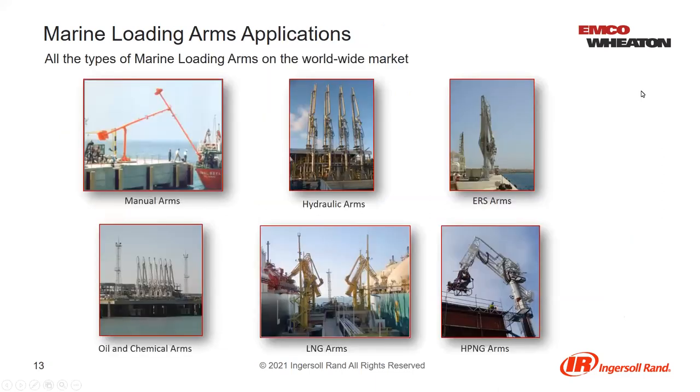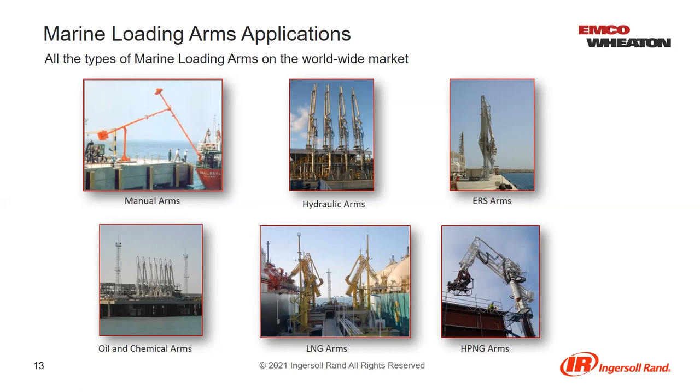Then let's move forward. We basically have different loading arm applications. So depending on the product to be transferred, depending on the size of the marine loading arm, of the length of the marine loading arm, but also depending on to which ship the marine loading arm will be connected. So we are starting with manual arms. These are manual balanced arms, manually operated, of course. And these are normally used for smaller distances and to be connected to smaller ships.